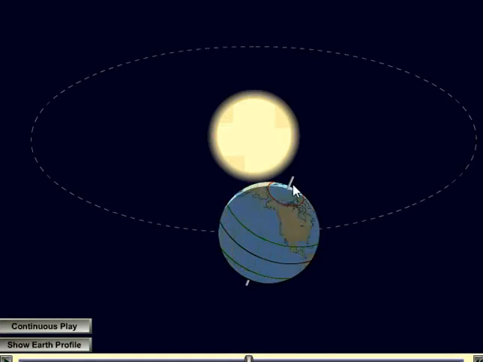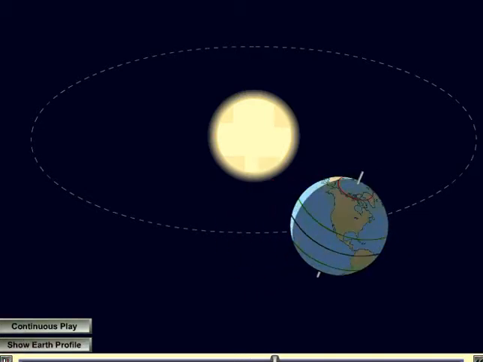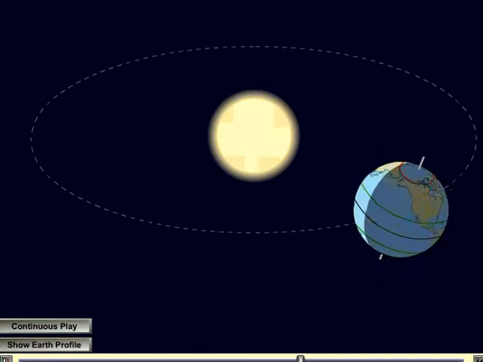Now you'll notice that neither the northern nor the southern hemisphere is tilted towards the sun. Instead, the direct rays are right over the equator. We call this the equinox, which means equal day, equal night everywhere on planet Earth. 12-hour days, 12-hour nights. We continue in a counterclockwise motion around the sun.